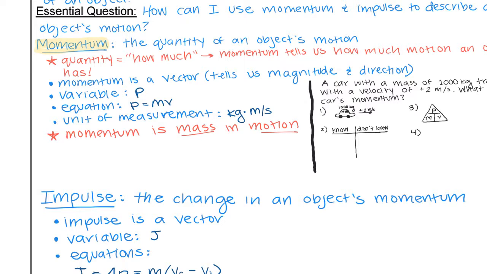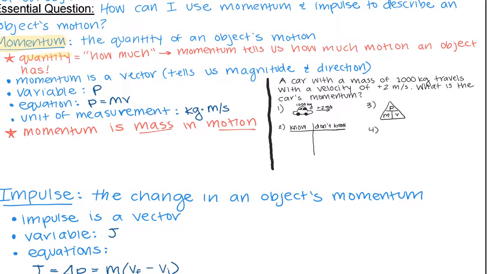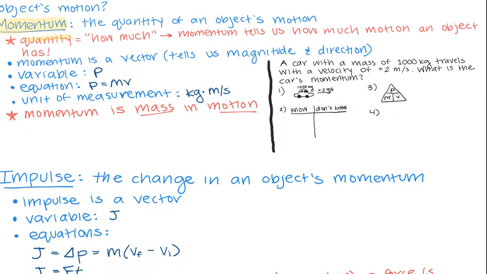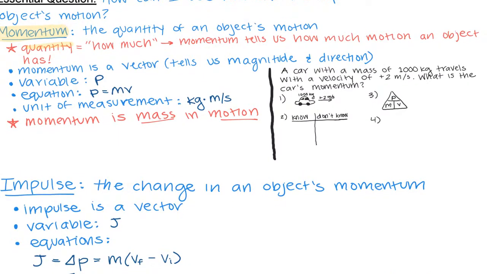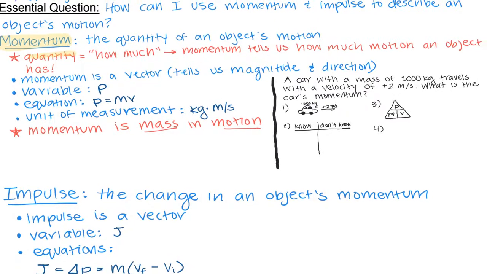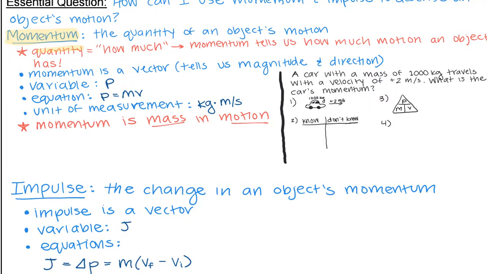Momentum is described as the quantity of an object's motion. So the key word here is quantity. Quantity means how much, right? It describes how much of something you have. So what momentum is really telling us is how much motion an object has. We use a couple things when we're talking about momentum. Again, when we talk about the difference between vectors and scalars in physics, momentum is a vector, meaning it tells us how much momentum an object has and the direction of its motion.